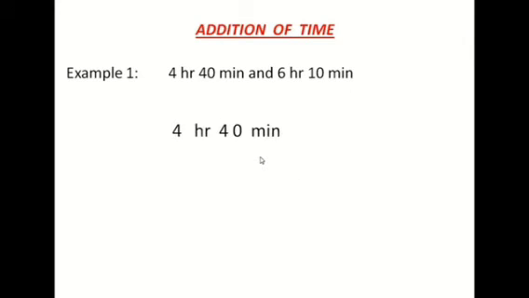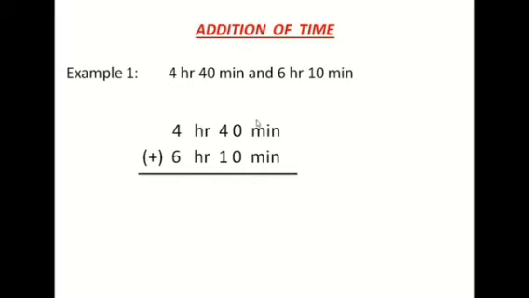Let's move on to addition of time. Look at the example here. You have to add 4 hours 40 minutes with 6 hours 10 minutes. So what will we do first? We will write 4 hours 40 minutes, and down of that 6 hours 10 minutes. So minutes came in one column, hours came in another column, right? Please insert this plus symbol as you are doing addition.